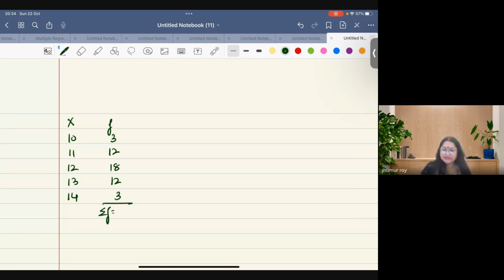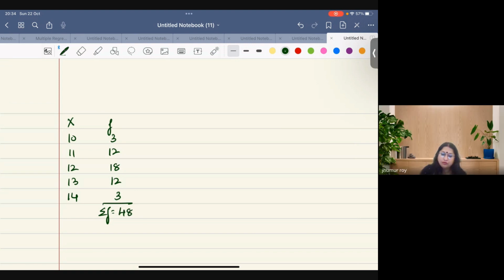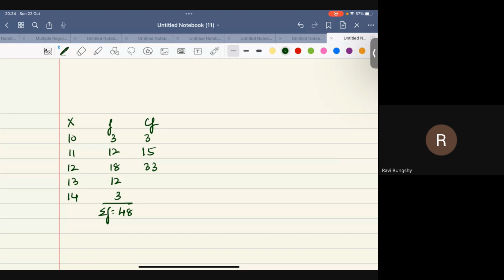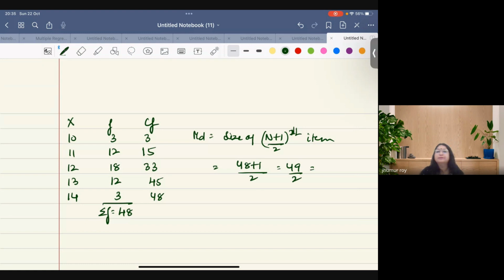Tell me what is the sum total of frequency first. 48. Then we will calculate cumulative frequency: 3, 15, 33, 45, 48. Then we calculate median is equal to size of (n plus 1) by 2th item. What will it be? 48 plus 1 by 2, that is 49 by 2. What is the value? 24.5.